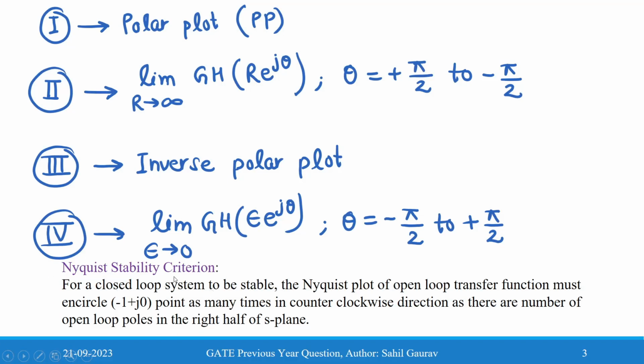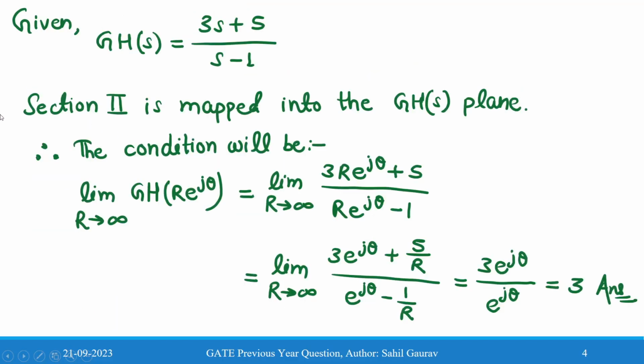In this problem, it has not asked about the stability criterion, and we do not need to find whether the system is stable or not. In this problem, it has asked about the mapping of section 2. So let us solve this problem. What are we given? We are given the open loop transfer function G(s)H(s) equal to (3s + 5)/(s - 1), and it is given that section 2 is mapped into the GH plane.